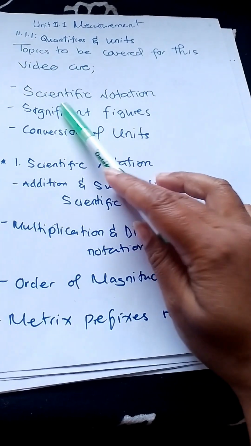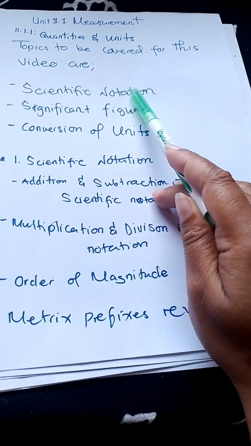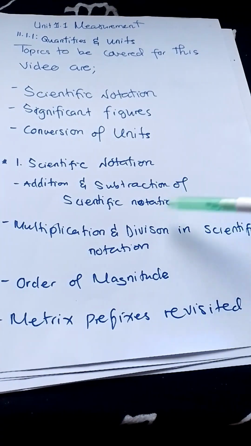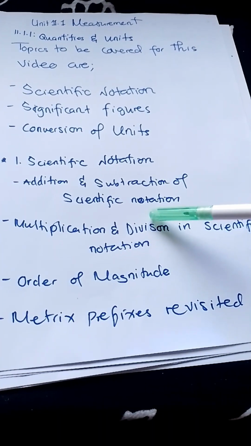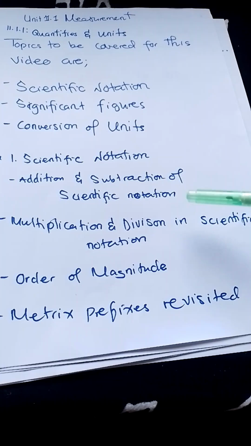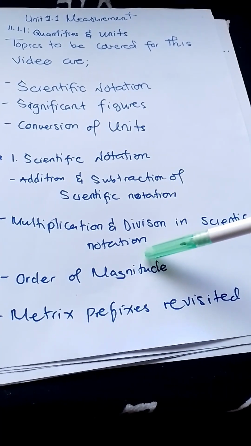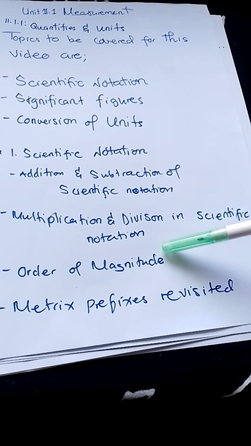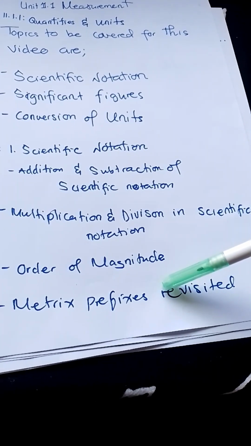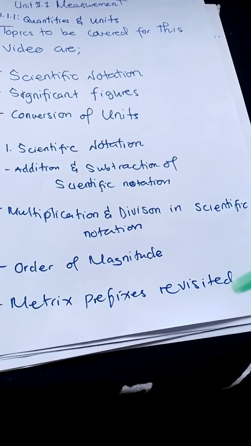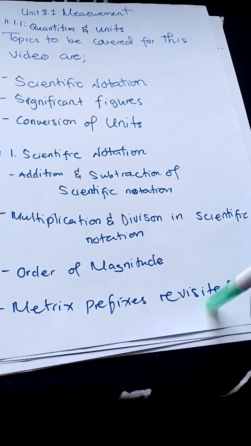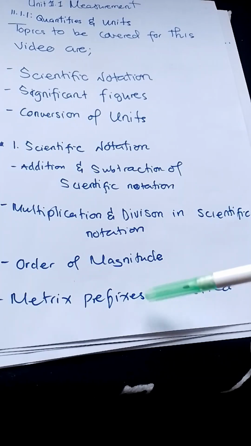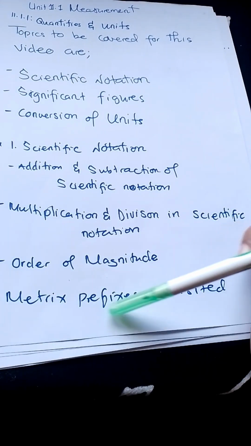With scientific notation, we'll be going through addition and subtraction of scientific notation, multiplication and division in scientific notation, order of magnitude, and metric prefixes revisited. I said revisited because in my third video I did discuss metric prefixes.